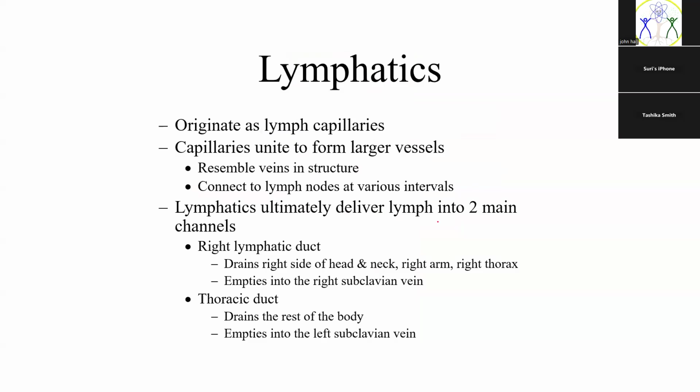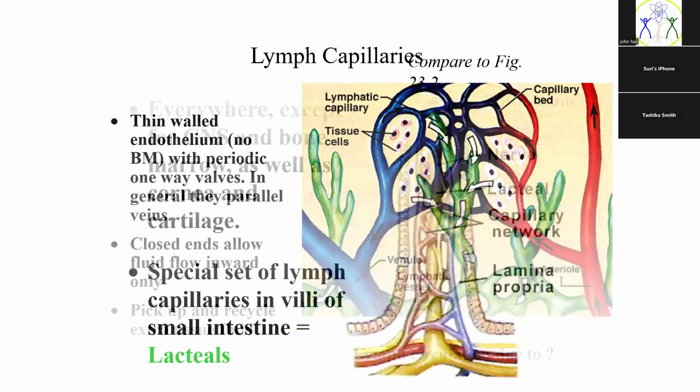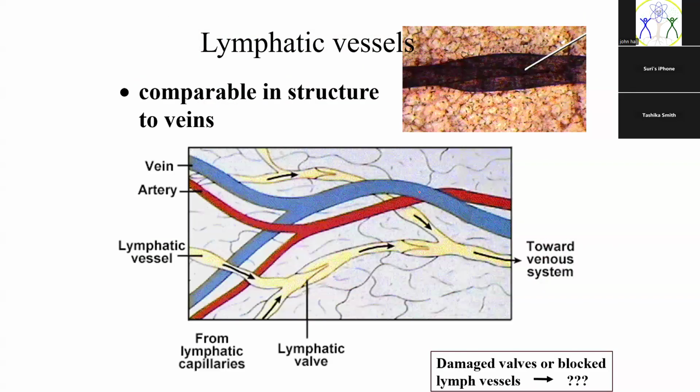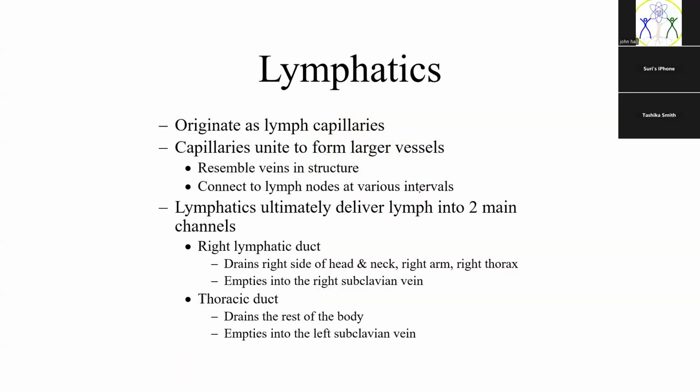Now, that said, let's talk about general lymphatics. We need to get to at least this slide before we call it a night. Okay, so as it mentions here, your lymphatic system is going to originate in the form of lymphatic capillaries. And lymphatic capillaries are going to be found in the tissues. And these capillaries are going to merge together to form larger lymphatic vessels. And these vessels are very similar to veins.